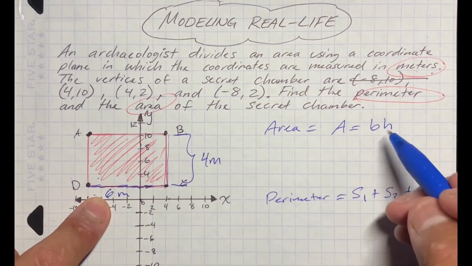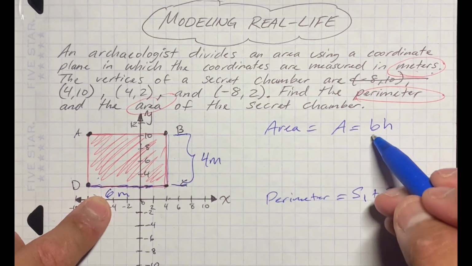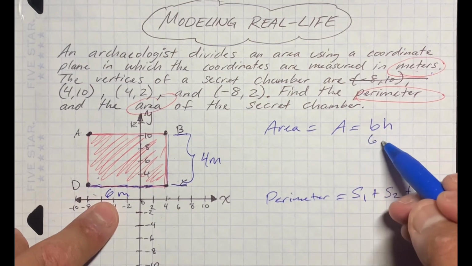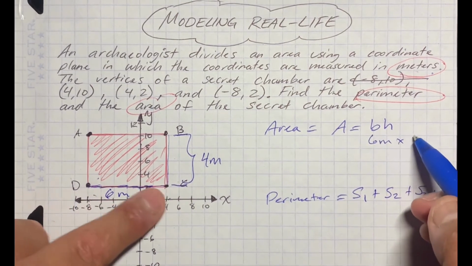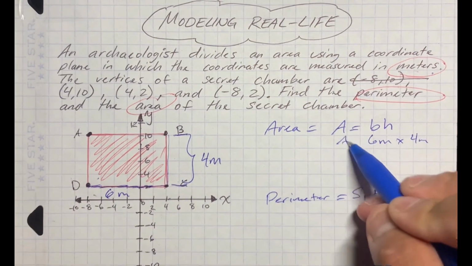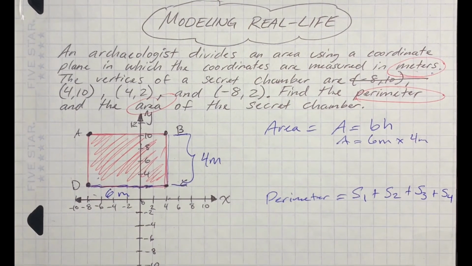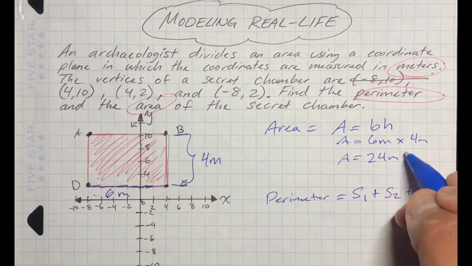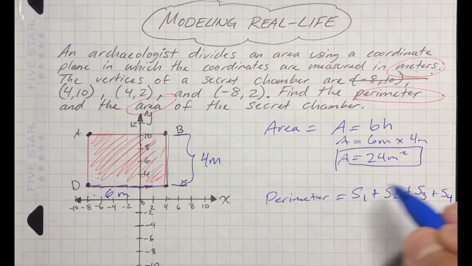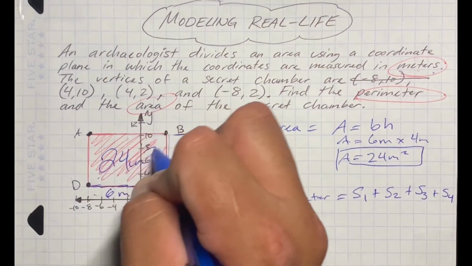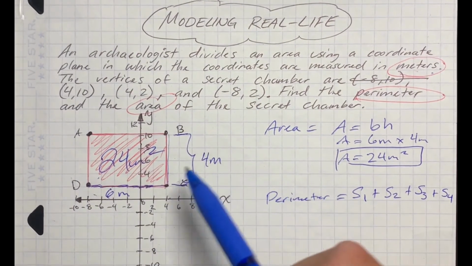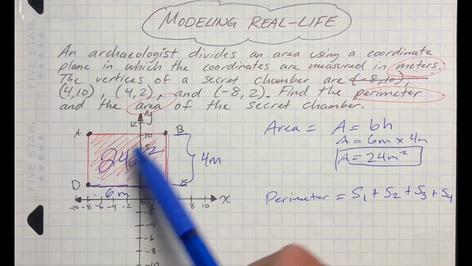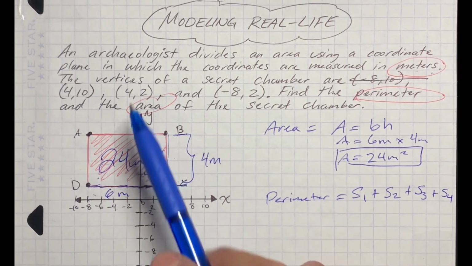So we plug those in now. To find the area here, we multiply base times height. So the base here is 6 meters times my height, 4 meters. Area equals, and then 6 times 4 equals 24. So this will be 24 meters squared. That's the area. 24 meters squared is the area. And the area is all the space that is inside the polygon, all the space that's inside this rectangle, this quadrilateral.